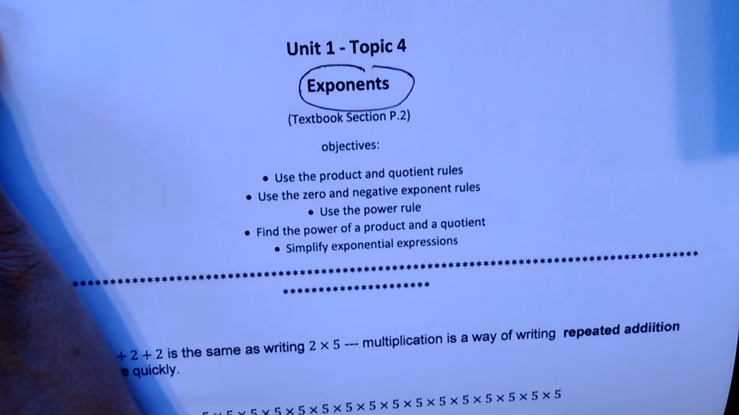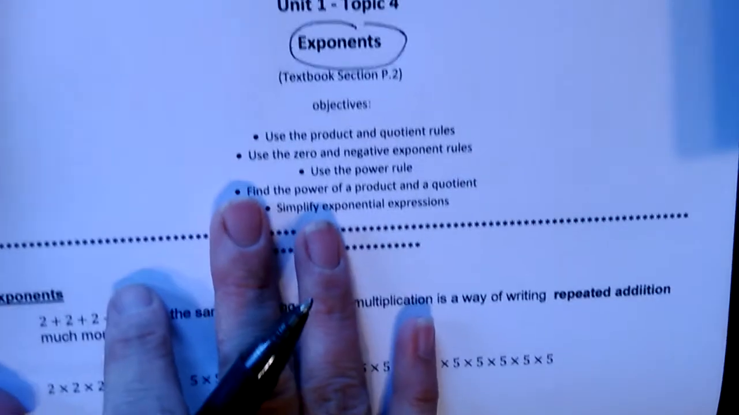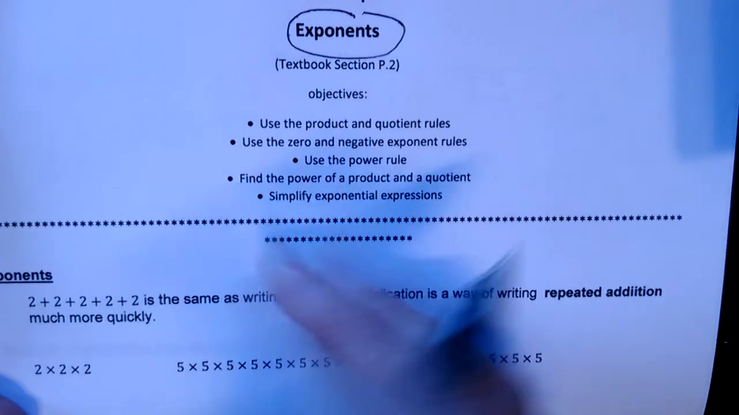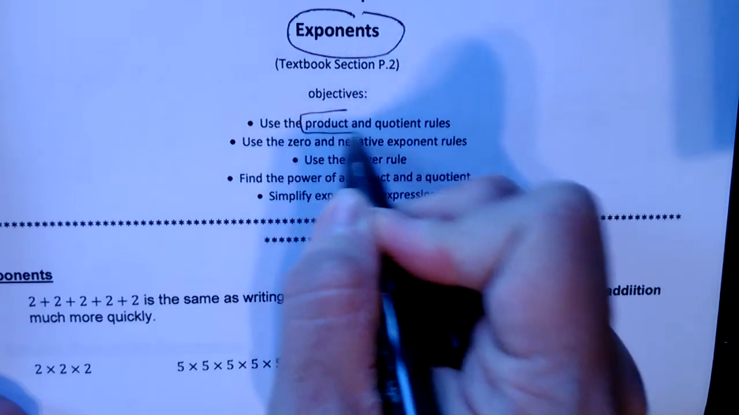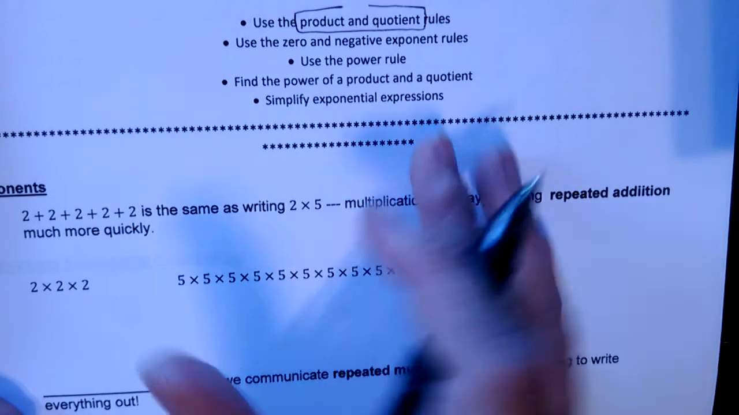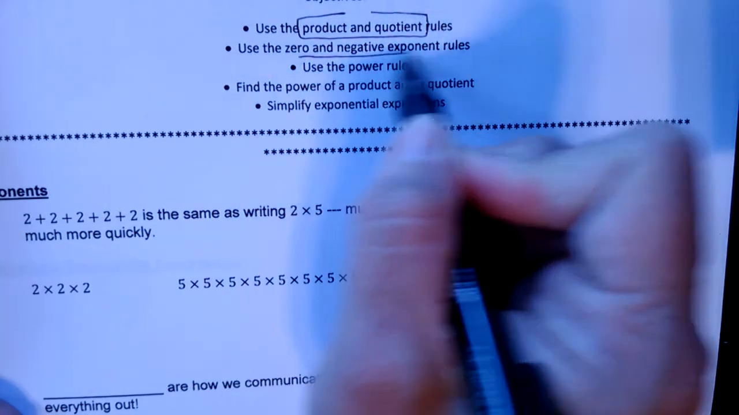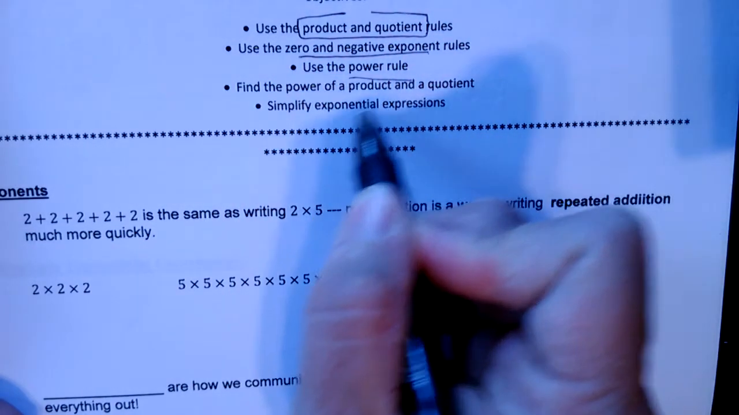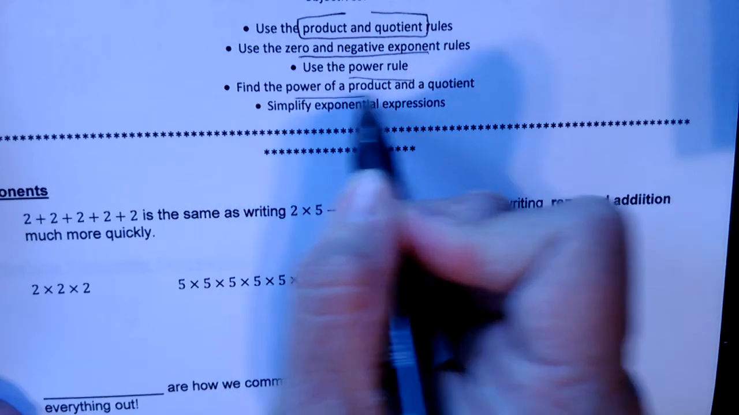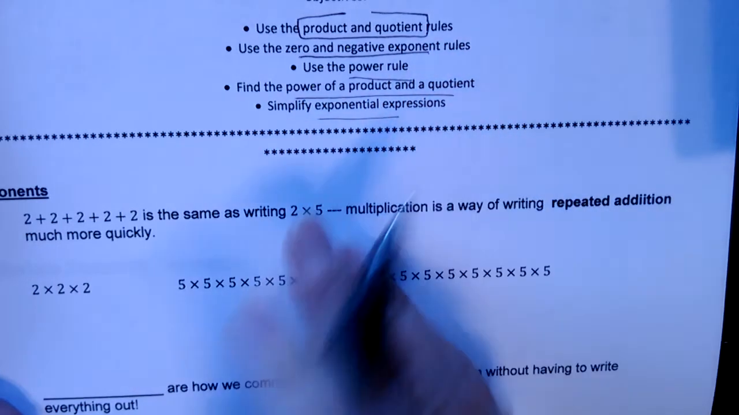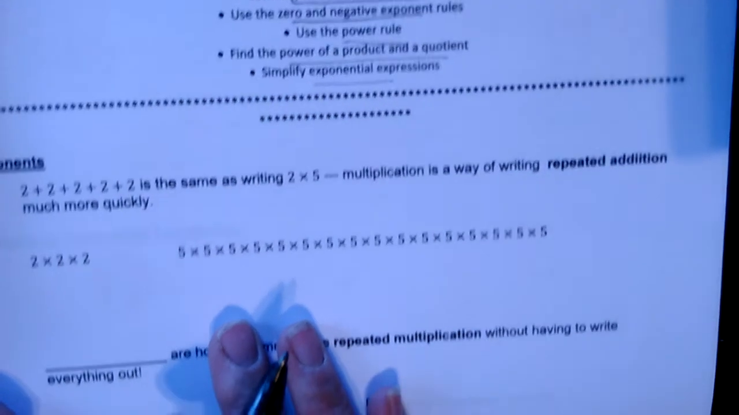Okay, this video is going to be covering exponents. We will go over several different types of problems. We will use the product and quotient rules with your exponents. We will also use the zero and negative exponent rules. We will also look at the power rule. We will find the power of a product and a quotient, and we will also simplify exponential expressions, okay?